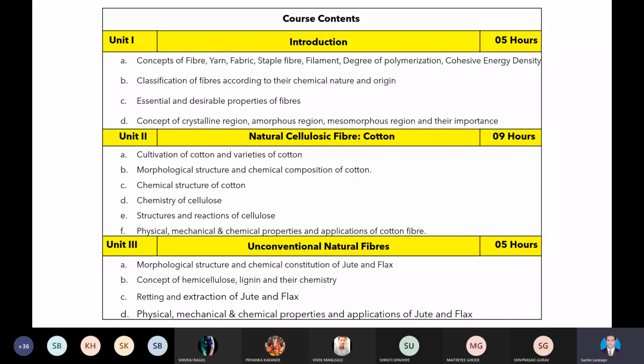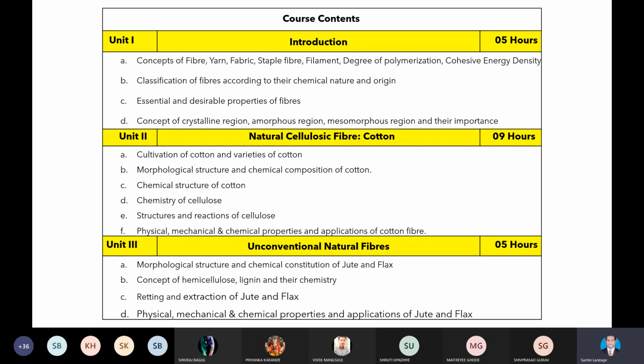Now, our theory and practicals go hand in hand. Whatever part you are going to study in the theory, the practicals are based on only this part. And next, we will come to know when we study the details regarding the practical.